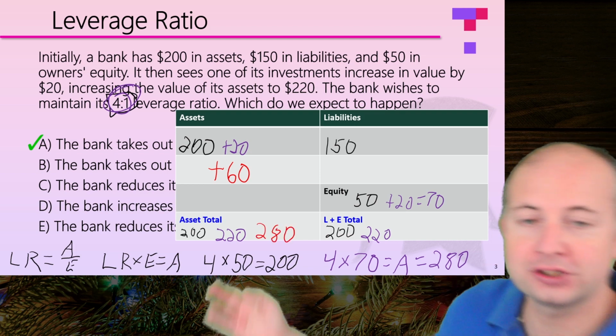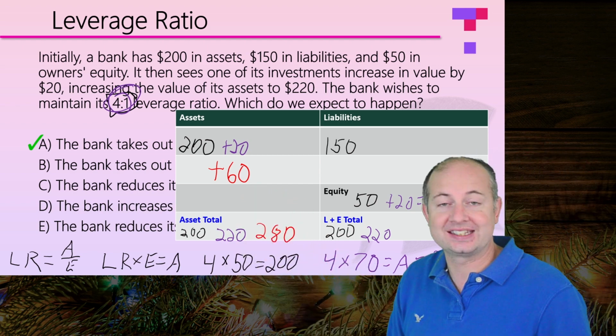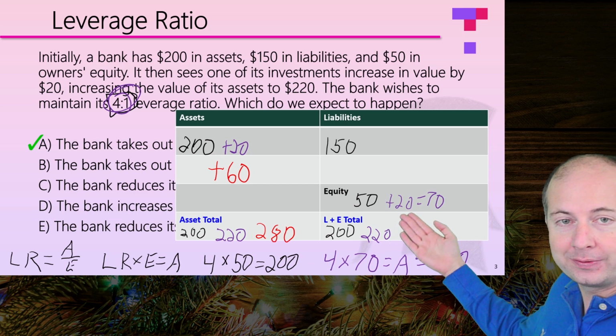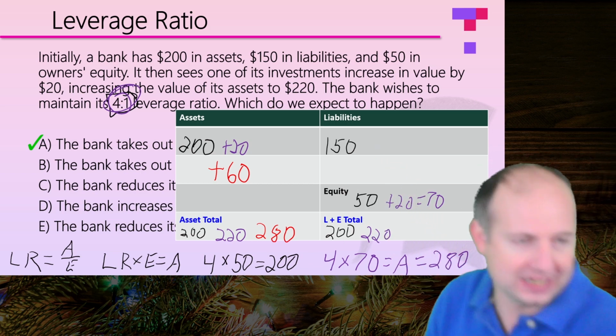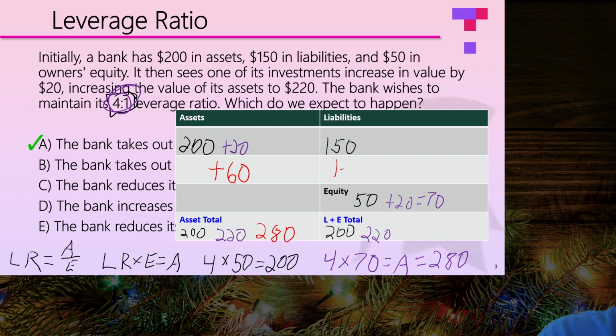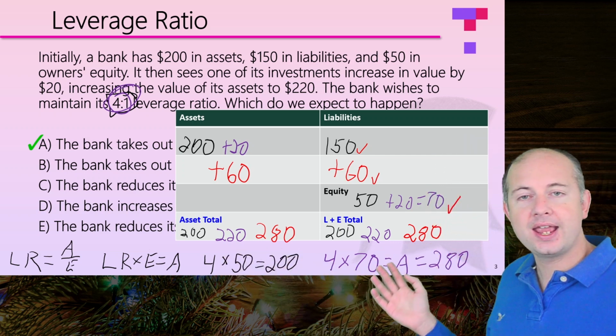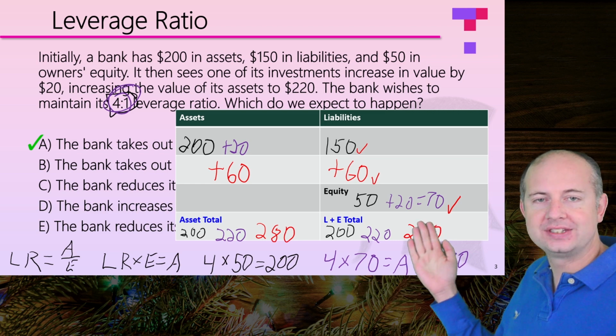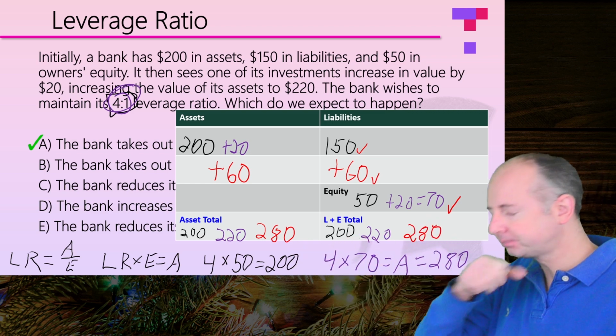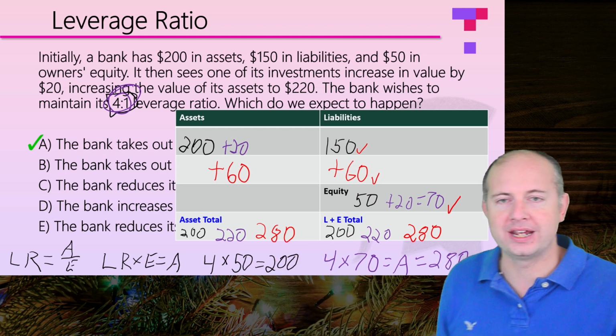In order for us to loan out an extra $60, we've got to get $60 from somewhere. We can't just decide we want our equity to go up, so instead we have to borrow money. We're going to add 60 over here. Notice we now have 150 plus 60 plus $70 in liabilities plus equity, which is 280. So now we've done everything we set out to do. Our balance sheet balances and our leverage ratio stays at 4-to-1. We have 70 in equity times a leverage ratio of 4 gets us to 280 in assets.